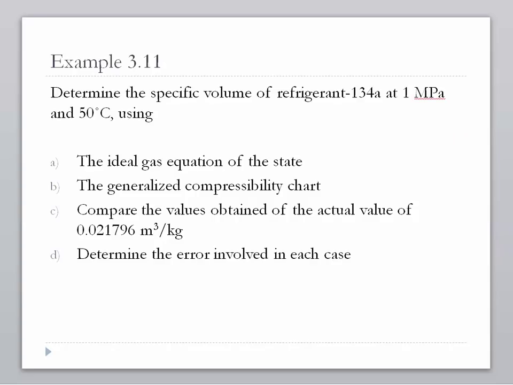Okay, so let's go over example 3.11. In this example, we have to determine the specific volume of refrigerant 134A at 1 megapascal and 50 Celsius. We're going to give a couple of choices. First, we're going to use the ideal gas equation of state. Then we're going to use the generalized compressibility chart to find the value of Z. We're going to compare it to the values obtained from the actual tables, which is given. And then we're going to determine the error involved in each one of the cases.